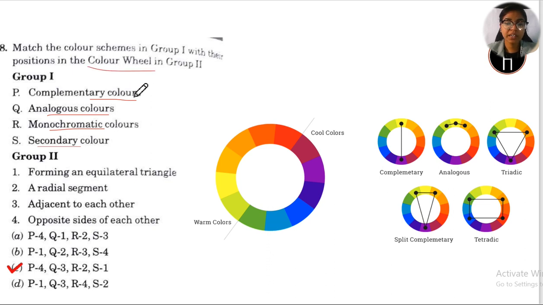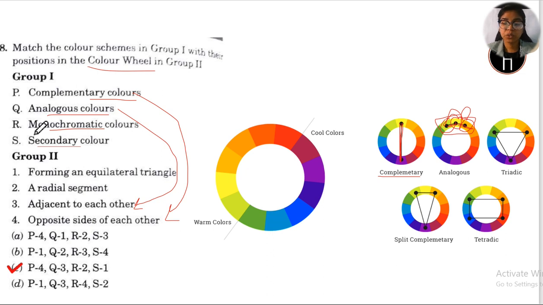So complementary colors are which colors? The colors which lie opposite to each other. As you can see in this color wheel, these are complementary colors. So complementary will go for opposite to each other, P4. Next you have analogous colors. Analogous colors are known as neighbor colors. As you can see here, for yellow, the green and orange are its neighbor colors. So these are the analogous colors. Colors which are adjacent to each other are analogous.